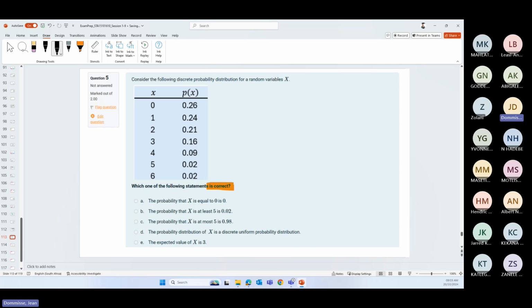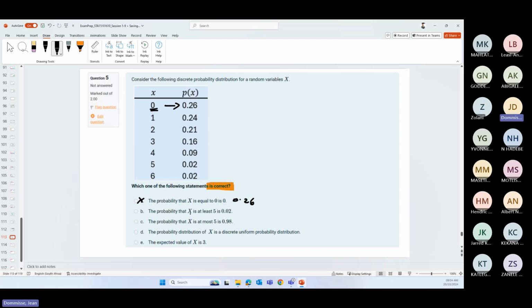So I will first go and say, let's look at the other ones, because they are something that I can read off a table. So the probability that x is equal to 0 is 0.26. So it's not 0, it is 0.26. Okay, so incorrect, that's fine.